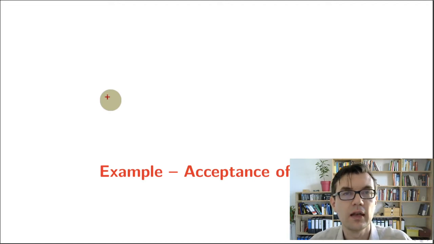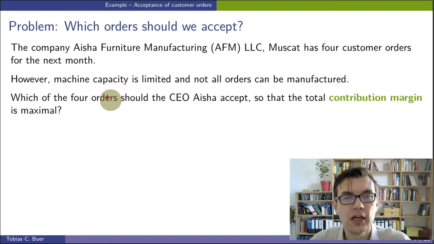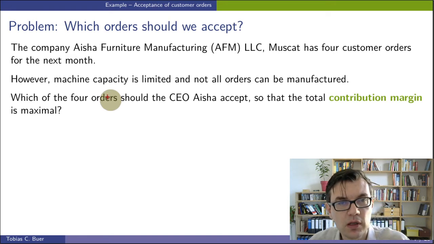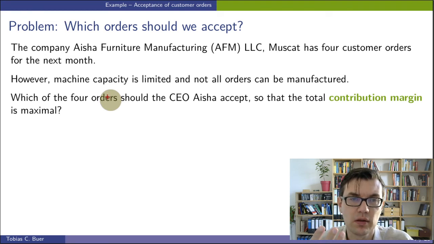Let's have a look at an example of a model that we can use to make decisions. In this example, we look at the decision: shall we accept a customer order or not? We look at the company Aisha Furniture Manufacturing, and Aisha received 4 requests from customers to manufacture some furniture during the next months.